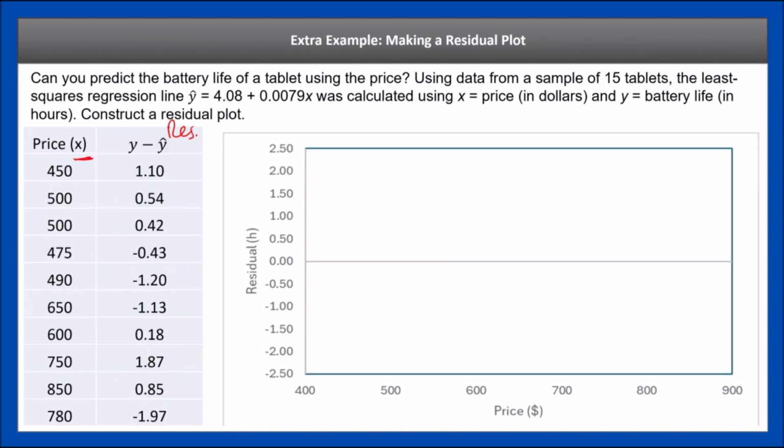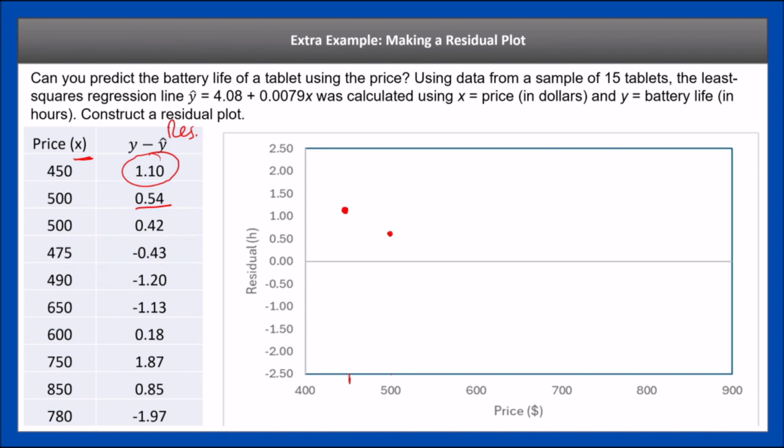So let's go ahead and graph the residuals. Keep in mind that price was on the x-axis because that's my explanatory variable, and residuals are going to be on my y-axis. So we got a positive 1.10 for a price of 450. So right here around 450, we have 1.10. So we should have a dot right around there. For the second one, we have a price of 500 and a residual of around 0.54. So it's going to be right around there.